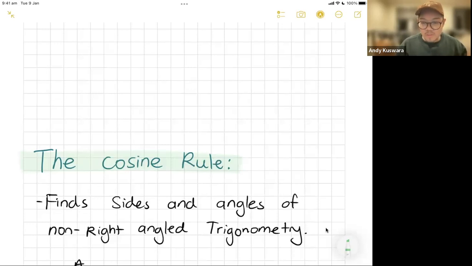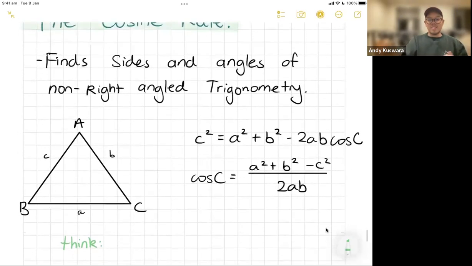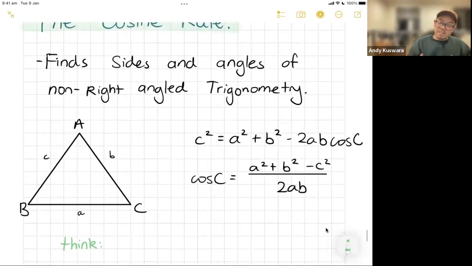I wrote trigonometry. Well done, Andy. But this here is what your formula looks like. Now, if you notice the picture, nothing has changed. I labeled my triangle the same way as I have always. The uppercase is your vertices and your lowercase is the sides. Depending on your textbook, it may look the same, it may look different, but I've given you these two formulas because that's what you're going to see in your HSC.